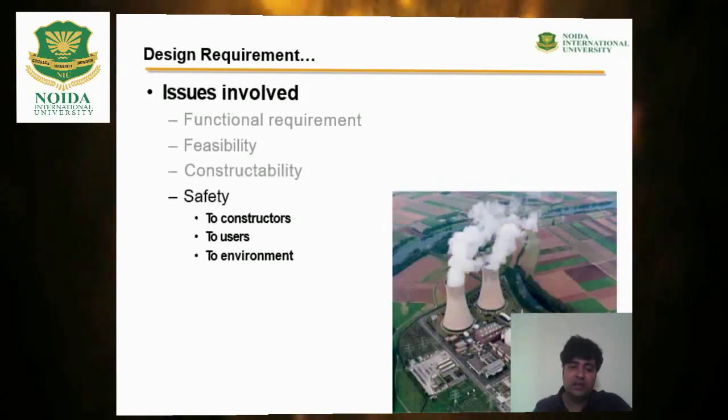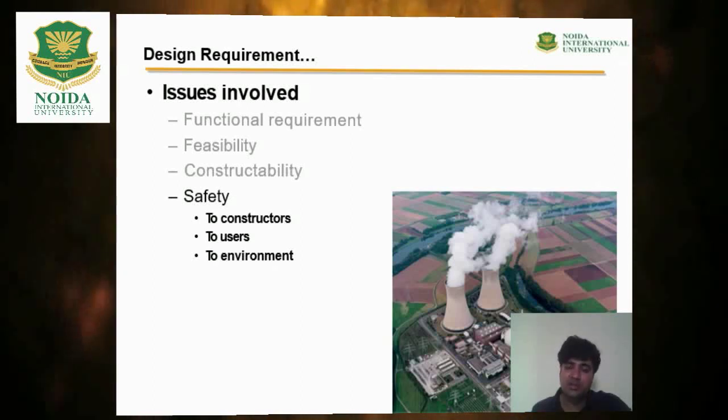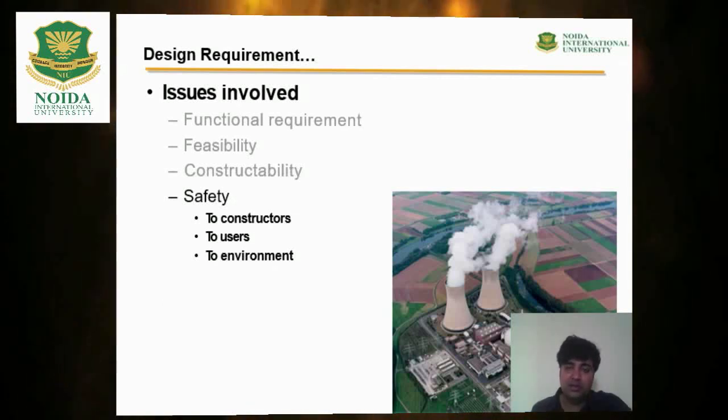The next one is safety, which is a very important part. The safety is basically for three kinds of people. The first one is the constructor at the time of construction. So the constructor and the labor should be kept safe, and the second one is the users. After the construction, the occupants and the users should be safe. So the safety requirement is very important.